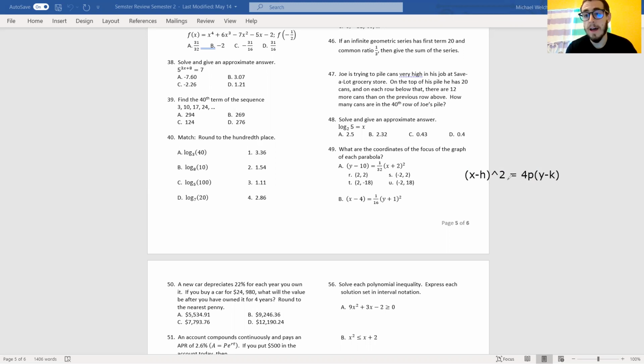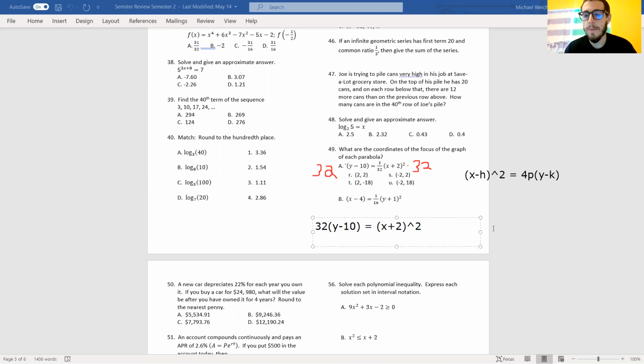and in our standard form it's not. So we need to start by getting rid of that. So I'm going to multiply both sides by 32, and that's going to give me the basis for my standard form. So it's going to be 32(y - 10) equals (x + 2)^2, which is more what I want.